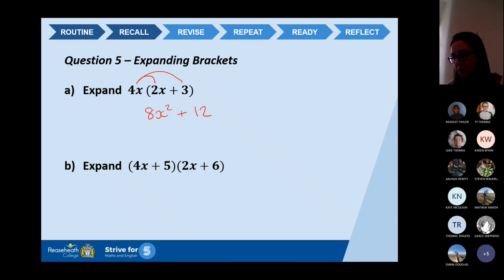Now the double brackets is a little bit tricky. We haven't really done this. So you can just do it like a grid. You can just say that that is times by that. So if we did 4x and then plus 5 here, and then we did 2x plus 6.